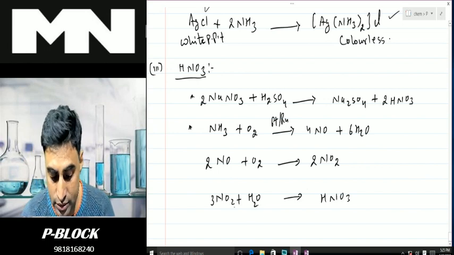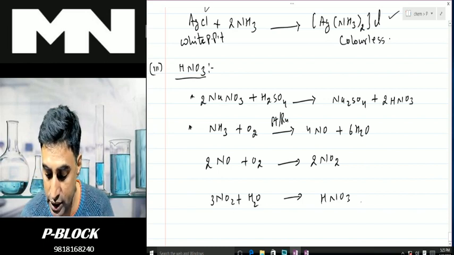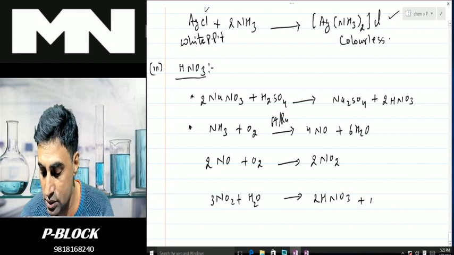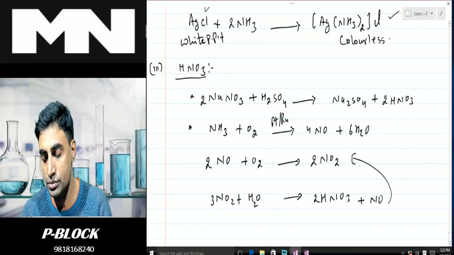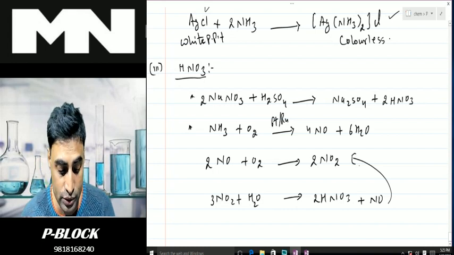We can balance it if we want. We can write 3 moles of NO2, so that will give me 2 moles of HNO3 plus NO, which can be recycled. So this is how we get HNO3.